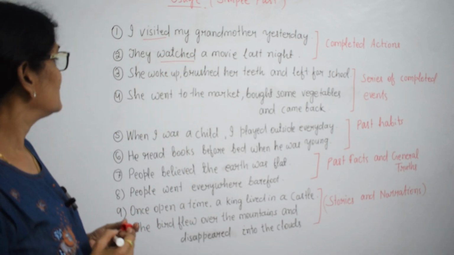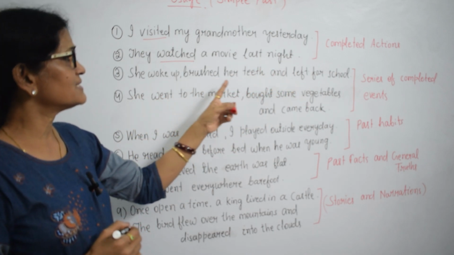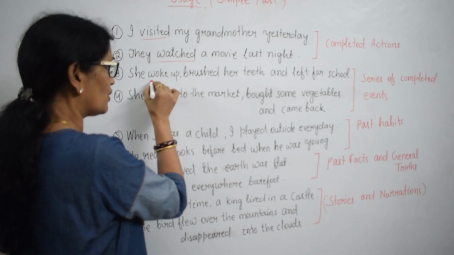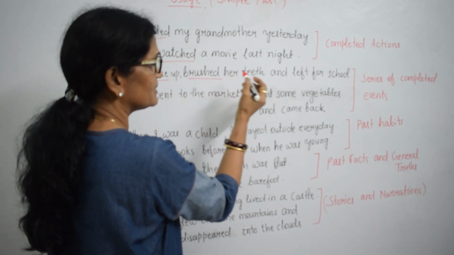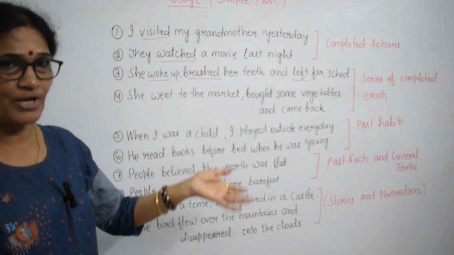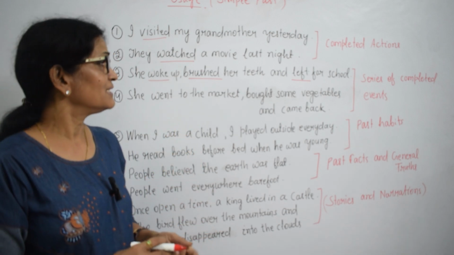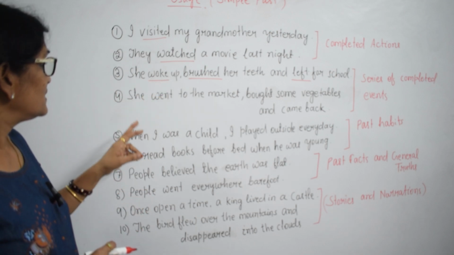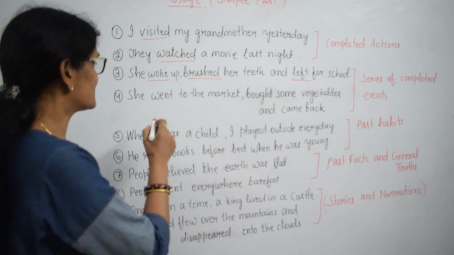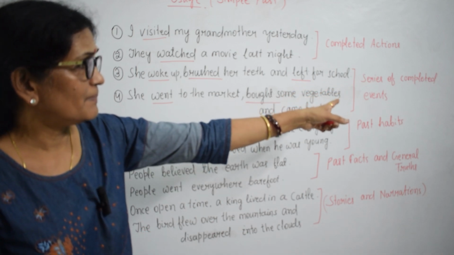Simple past. She woke up, brushed her teeth and left for school. Three actions happened. That is a series of completed actions. Okay. When a series of actions happened in the past, three actions or four actions, we need to express it in simple past. She went to the market, bought some vegetables and came back. Three actions. Went, bought, came. Okay. Series of completed events.